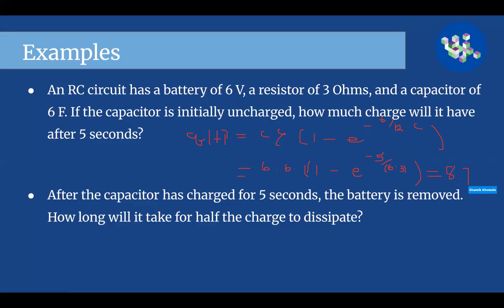All right, and for the second problem, we have that the capacitor is charged for 5 seconds and then the battery is removed. How long will it take for half the charge to dissipate? So we can use our discharging equation. Q equals Q naught times e to the negative t over RC. We want Q to equal half times Q naught because you want half of it to dissipate. You can plug in these numbers and solve for t. Are there any questions about that?